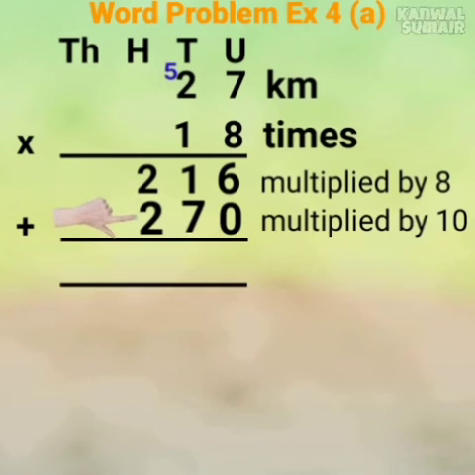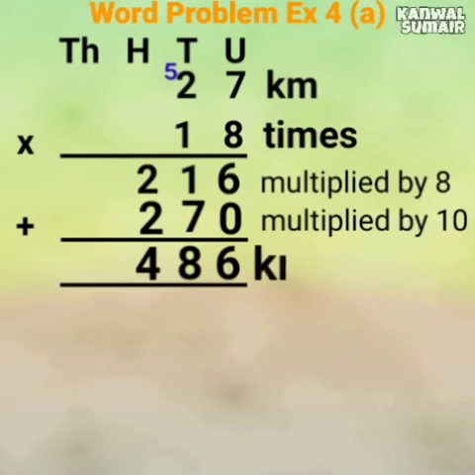Now let's add them. 6 plus 0 is 6. 1 plus 7 is 8. 2 plus 2 is 4. So the answer is 486 kilometers.